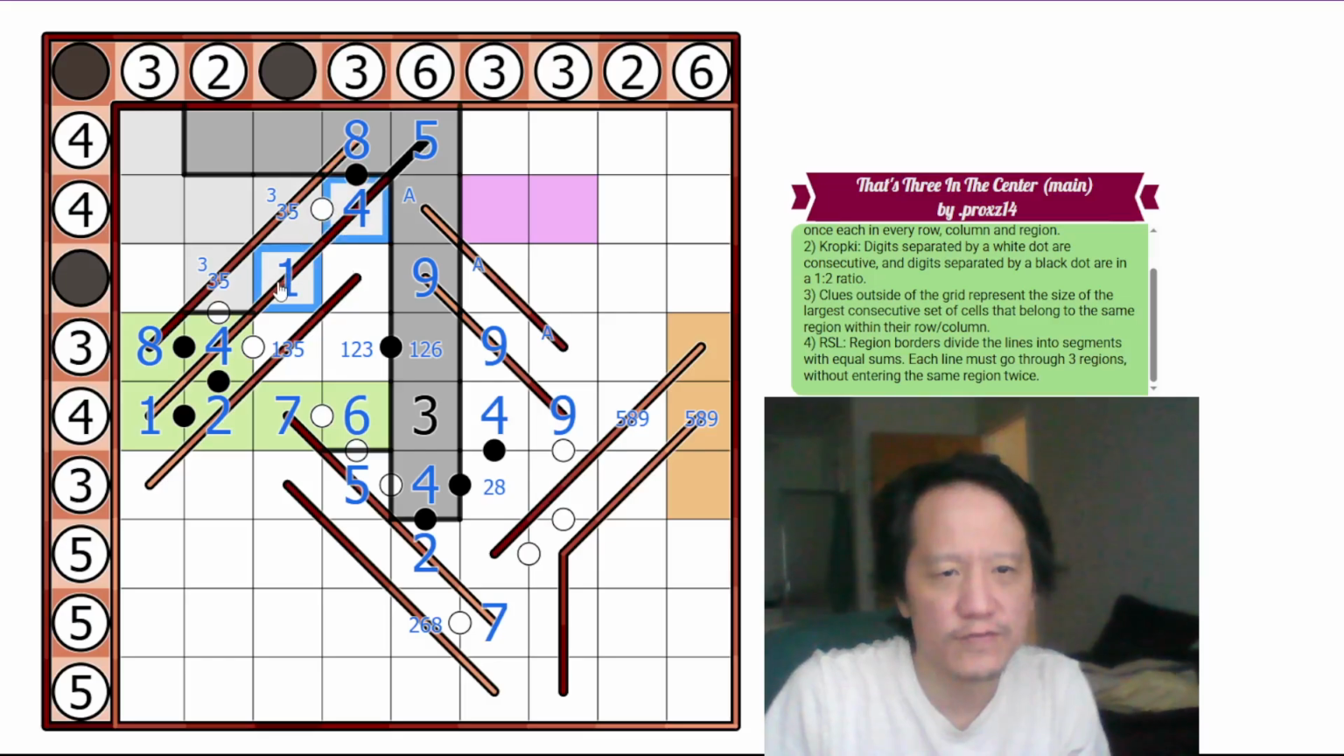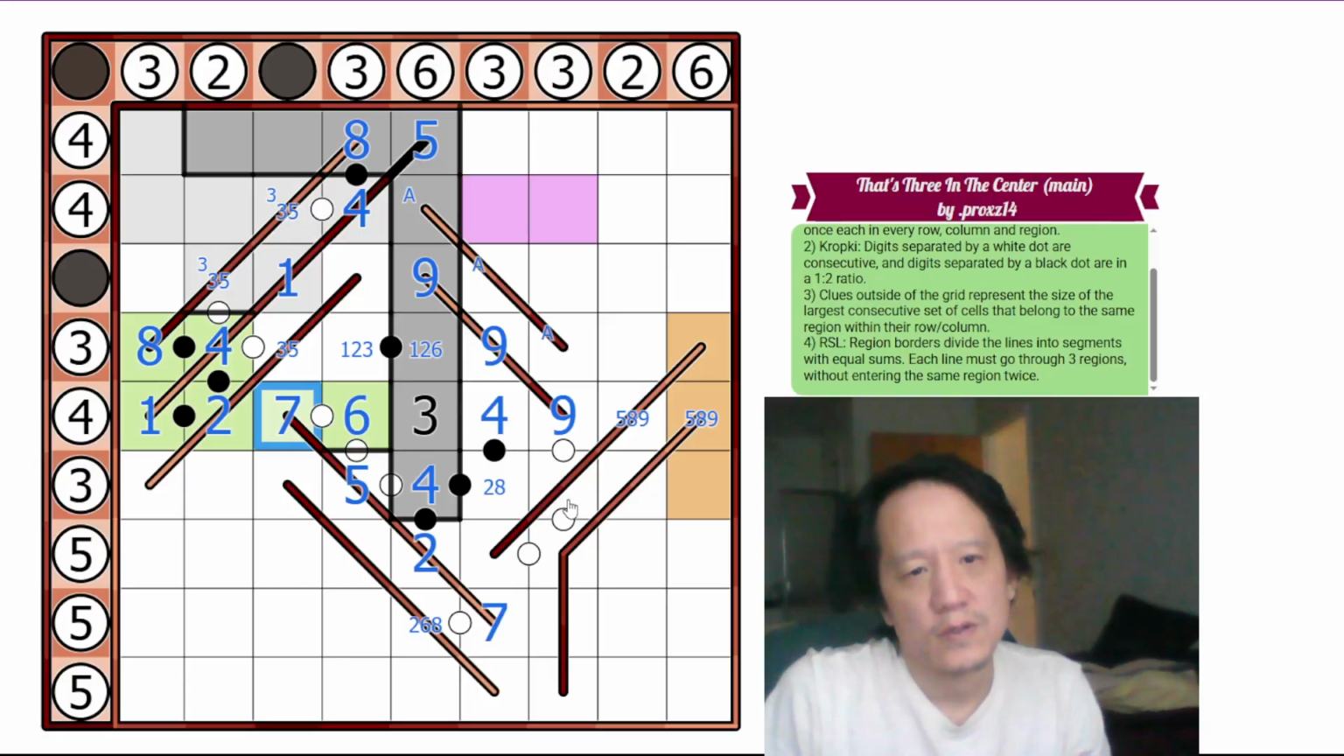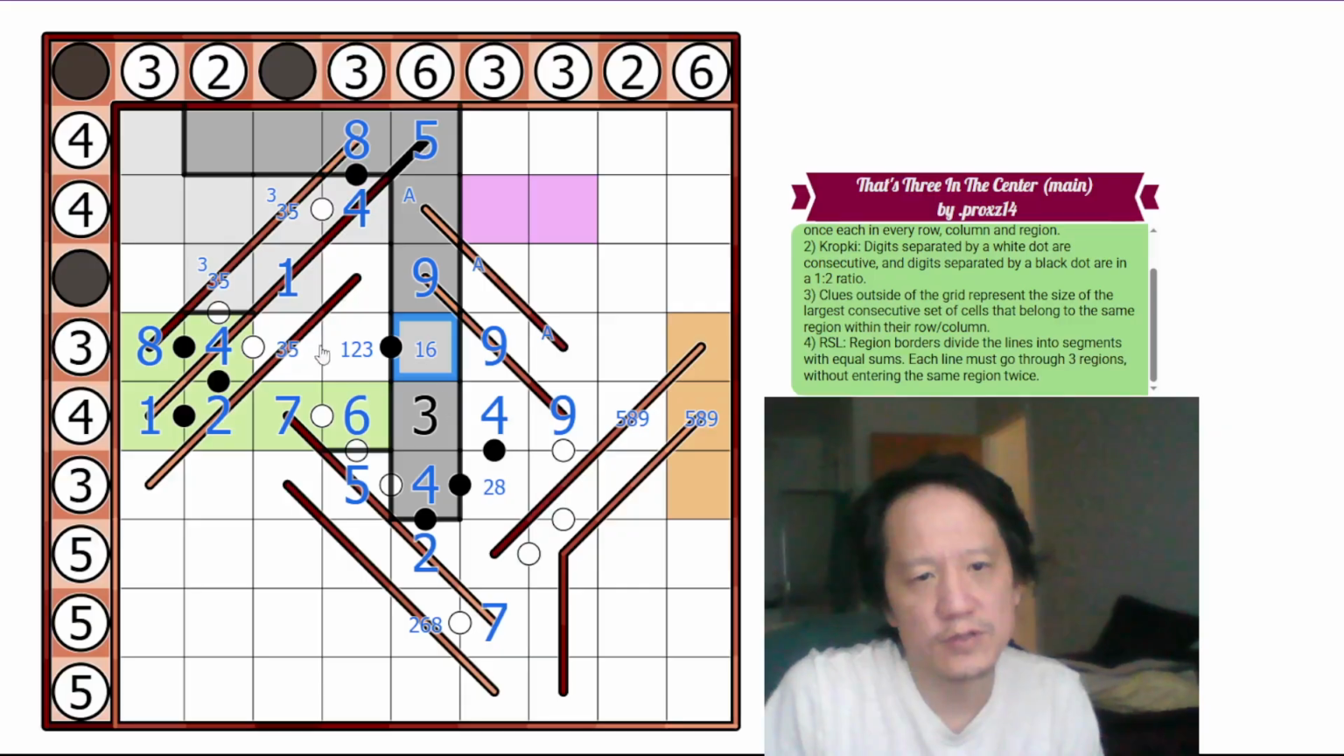That makes this 1 and 4. 4, 1. This can't be 1. It's 3 or 5 to be consecutive with 4. This can't be 2, so this can't be 1 here. This can't be 2. It's 6 or 8. This is 7. 2 or 8's here. This can't be 9.